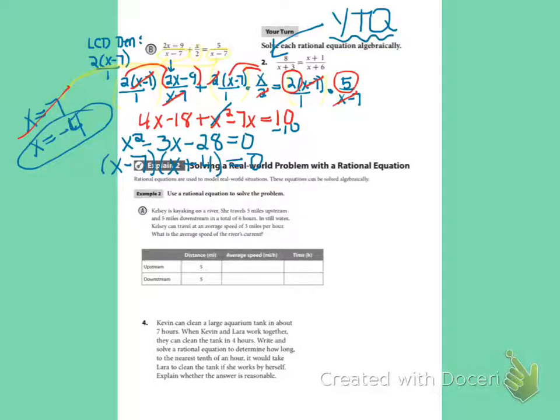So this next problem will probably seem very familiar. We looked at some problems like this in the prior module, although the equations had been written for us. And so I mentioned then that at some point we were going to have to write these ourselves, and so here's that time. So we're going to use a rational equation to solve this problem.